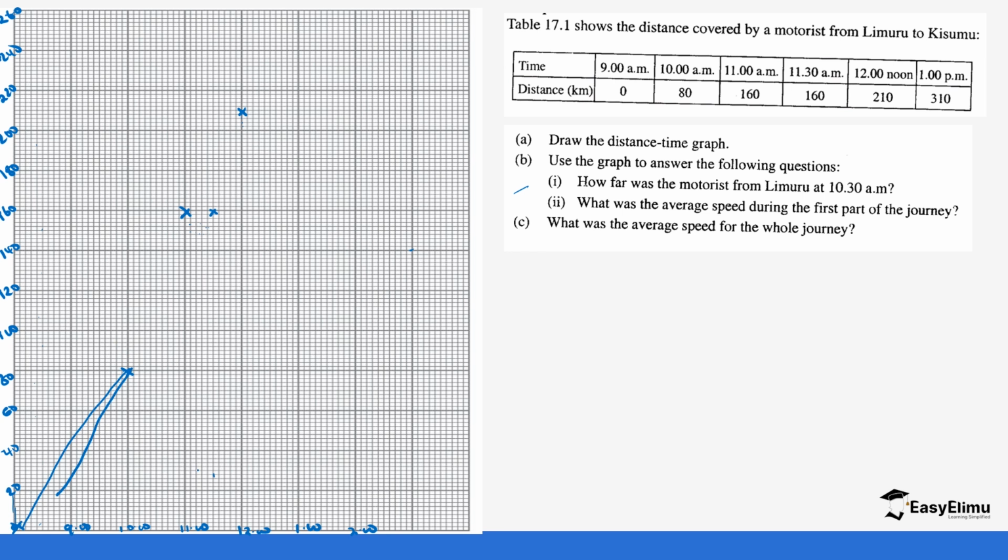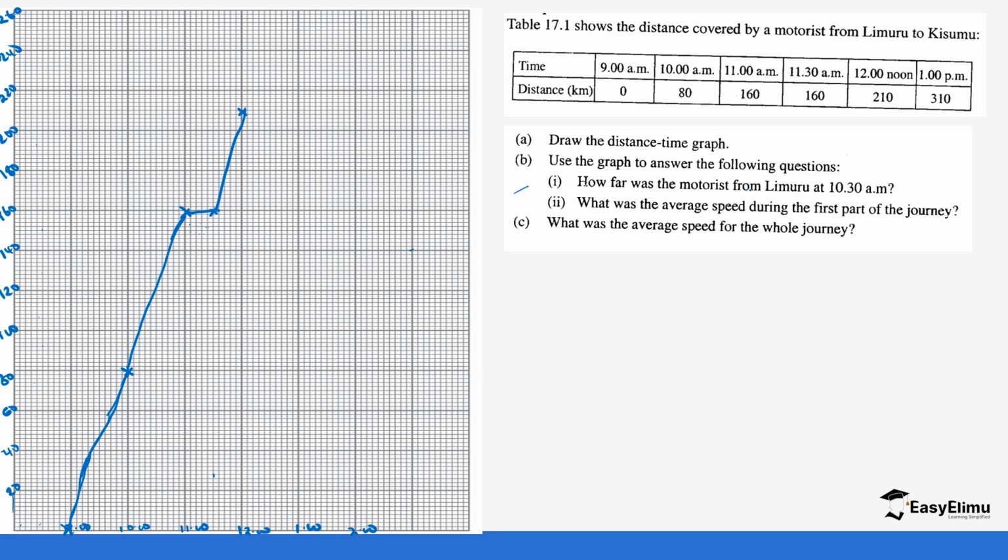So let's correct that. So this is what we have. So I did a sketch there. So you just use your ruler, you get a straight line from all the points. So this is just a sketch. So we're going to use the sketch so that you can be able to see how we interpret. So use the graph to answer the questions that follow.